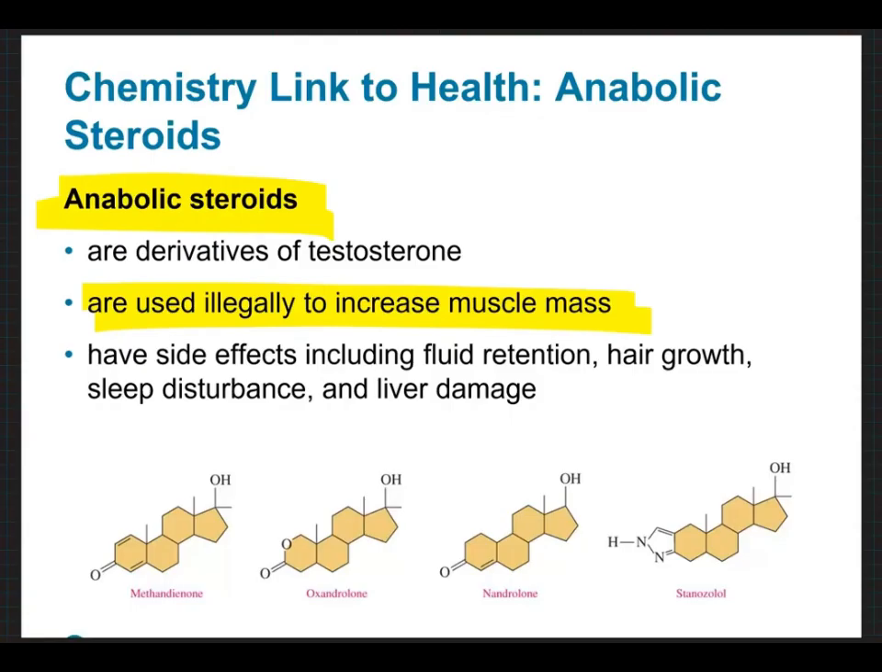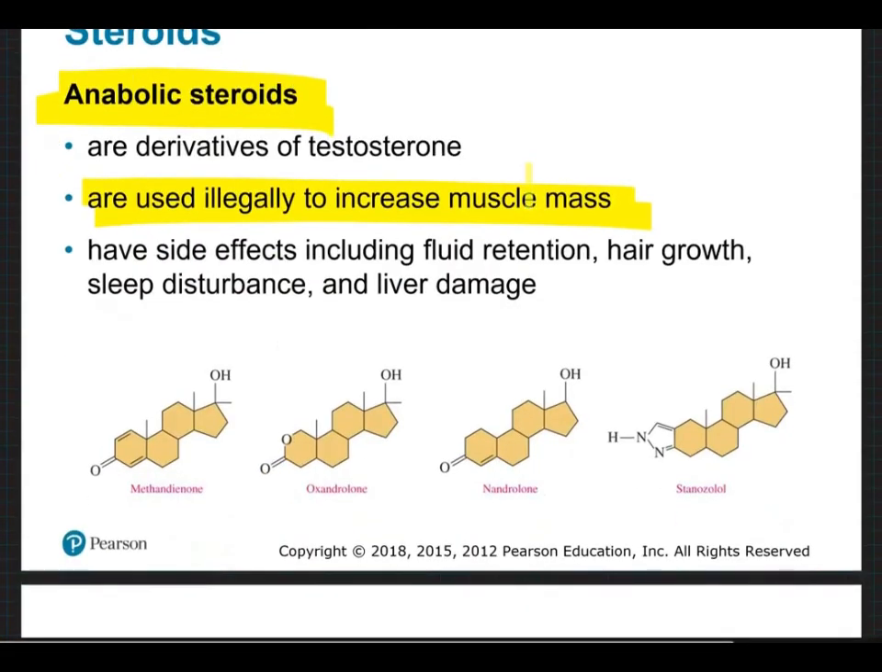Now, they do have some side effects. Fluid retention, hair growth, well, for some people like me, it's not a side effect. Maybe a good thing. Sleep disturbance, liver damage. But let me tell you something.